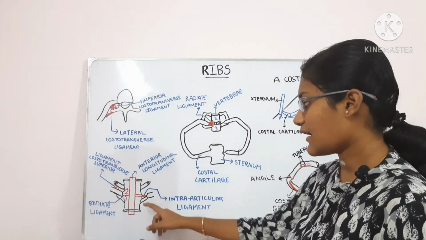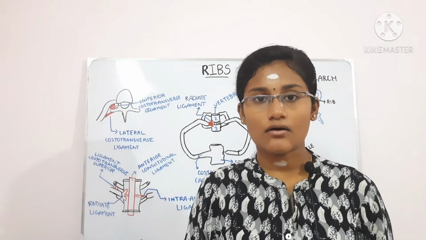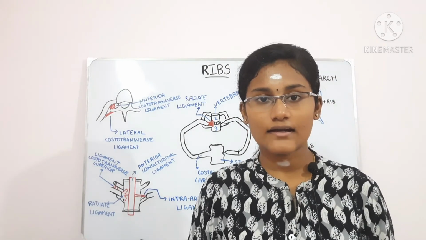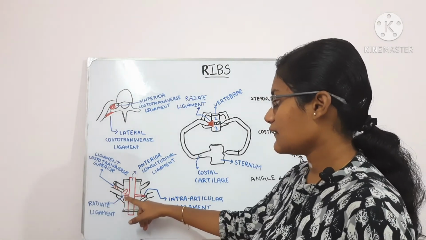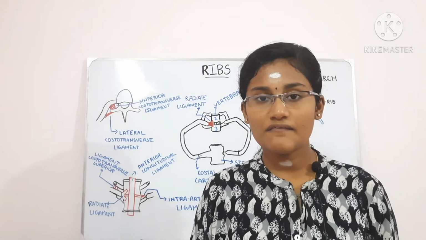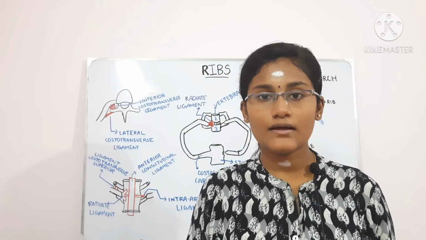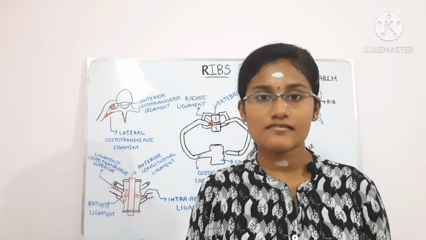So the head gives attachment to the intra-articular ligament, and the head also gives attachment anteriorly to the radiate ligament. So this is the radiate ligament. The heads of the upper ribs are related to the costal pleura, and the heads of the lower ribs are related to the sympathetic chain.